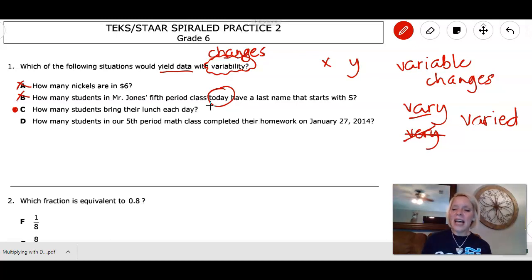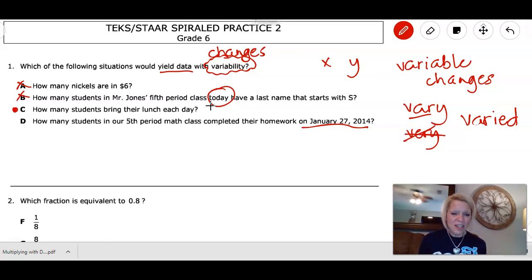Okay, so the last one, how many students in our 5th period class, math class, completed their homework on January 27th, 2014? Well, that's a piece of history, right? That's a long time ago. Can that information change? No. It's happened in the past. So that's not going to change. That is exactly the same all the time. If it was 2022 and we asked that same question about January 27th, it'd still be the same. So this is the one that has a change. How many students bring their lunch each day?